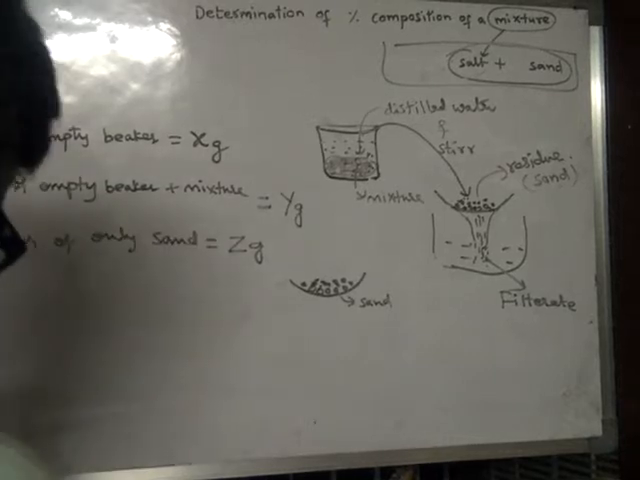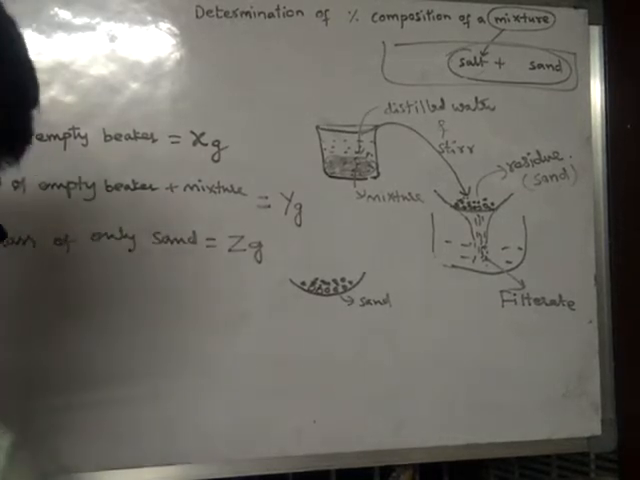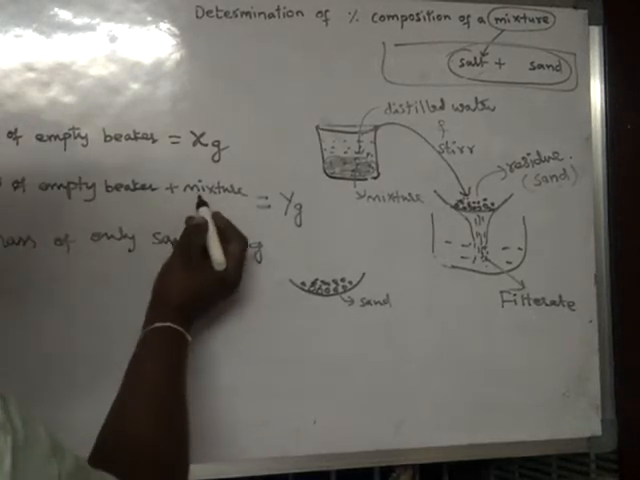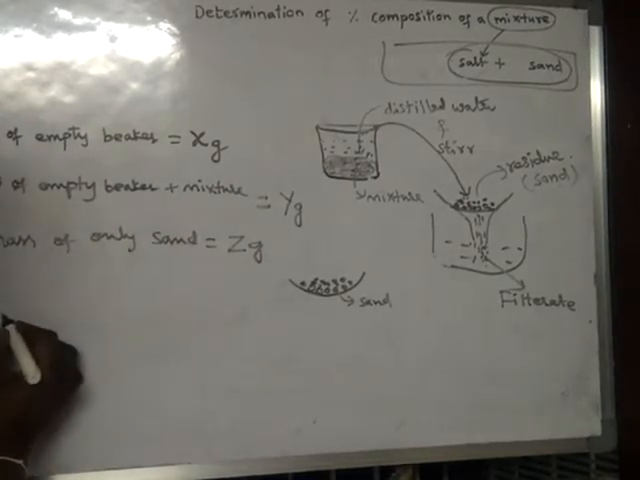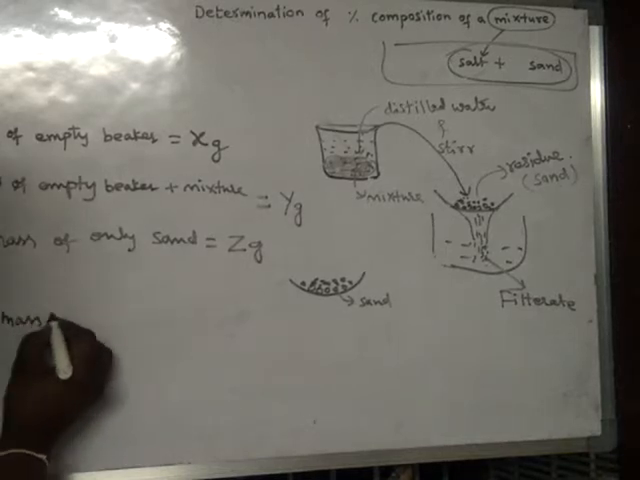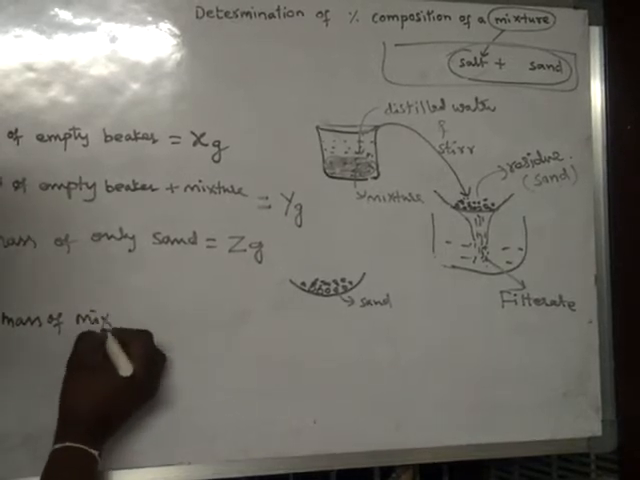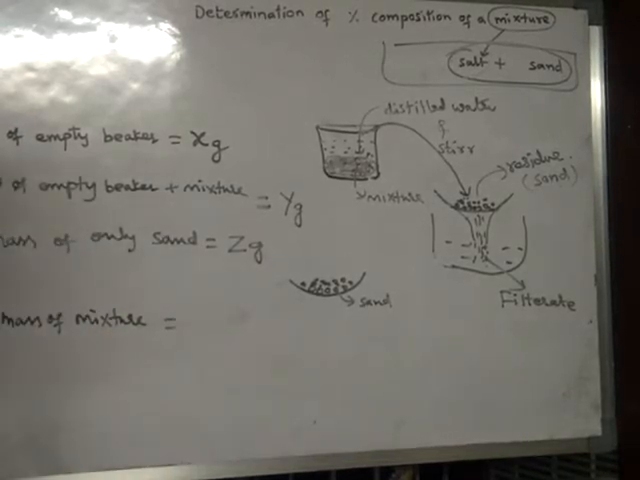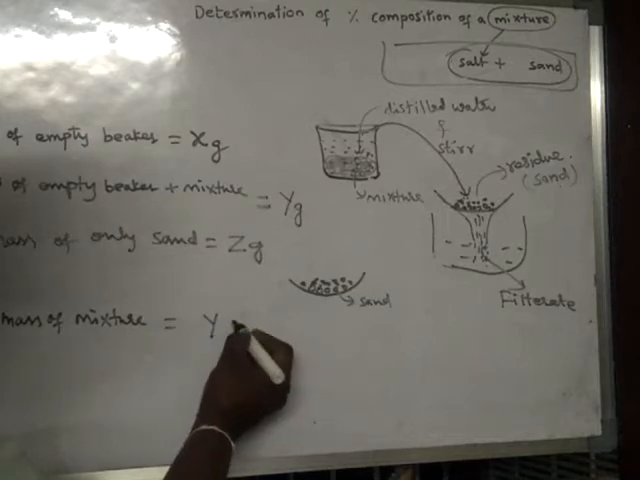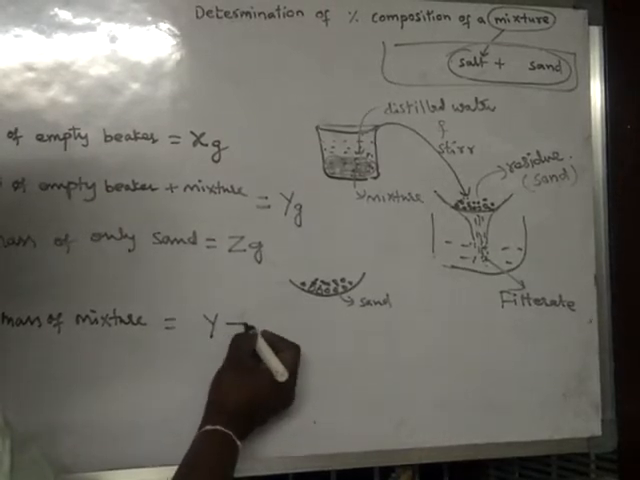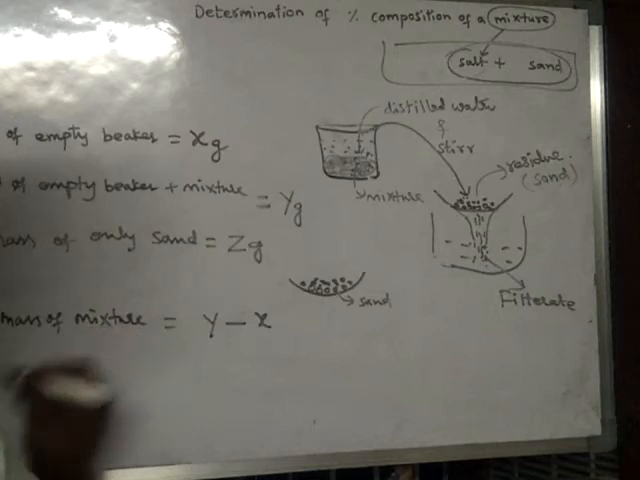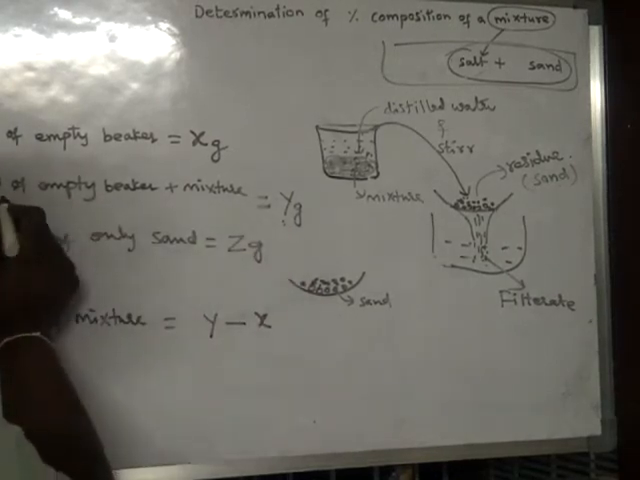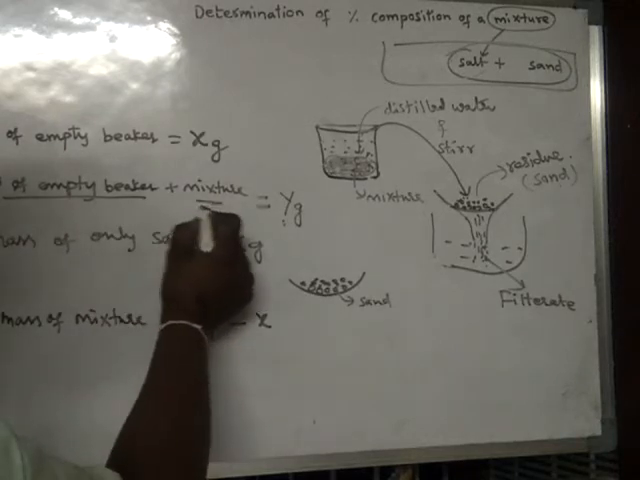Now, what is the mass of the mixture of sand and salt alone? In order to know the mass of the mixture, simply subtract X from Y, because Y is nothing but X, the mass of empty beaker, plus the mixture.